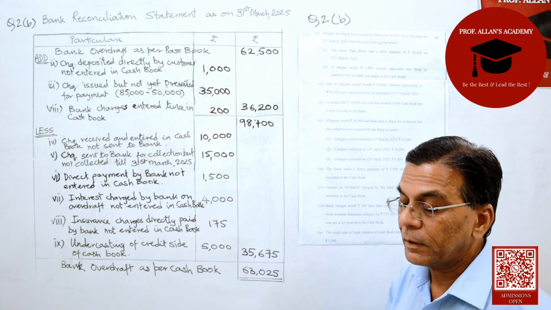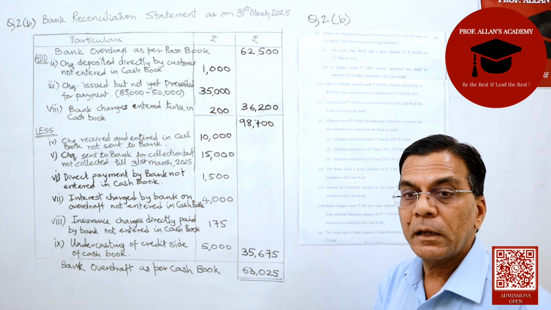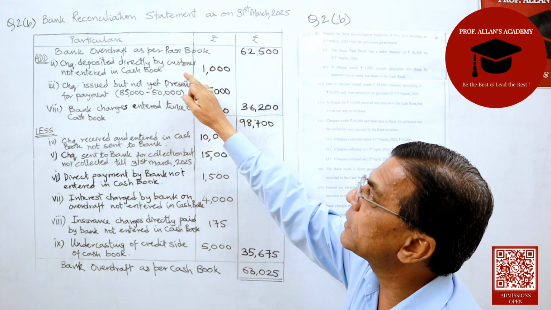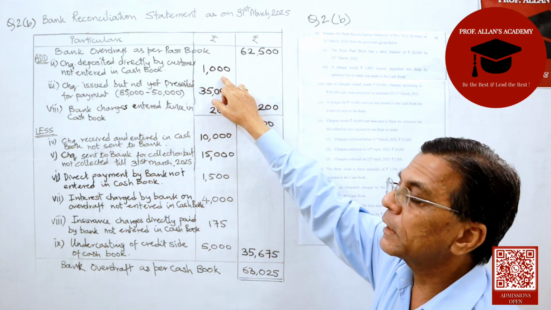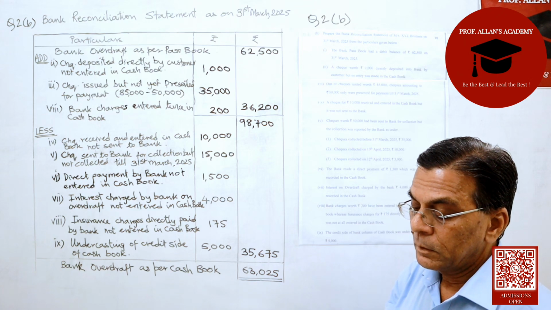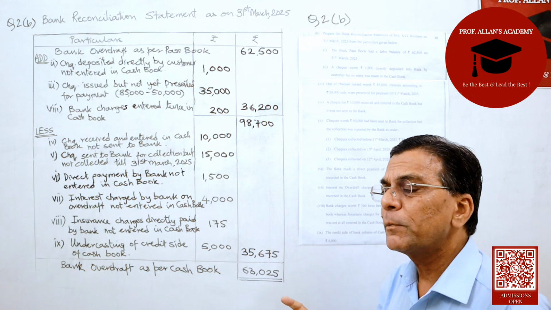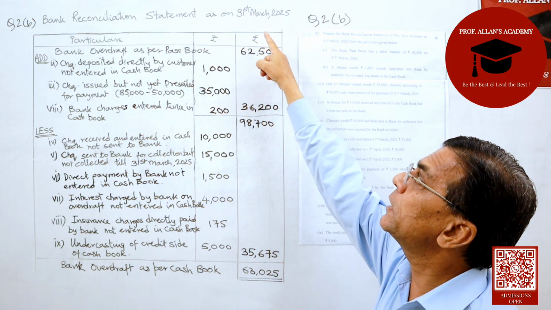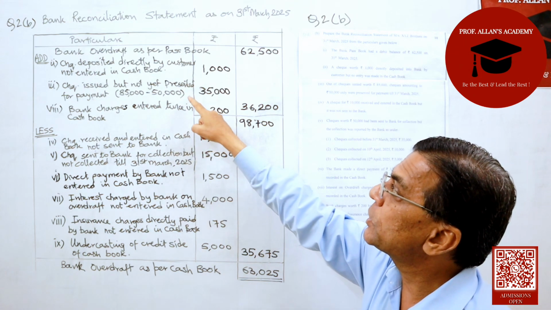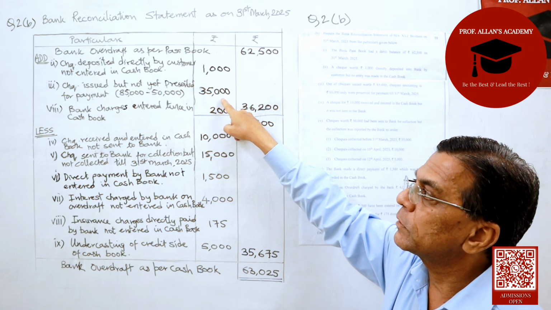The second item that's given is that a customer has directly deposited a check into our bank. So I have added that check deposited directly by customer, not entered in the cash book, 1,000. The third item, checks worth 85,000 were issued, but how many were presented up to the date of reconciliation, 31st of March 25? Only 50,000. So the checks issued but not presented for payment stands at 35,000.